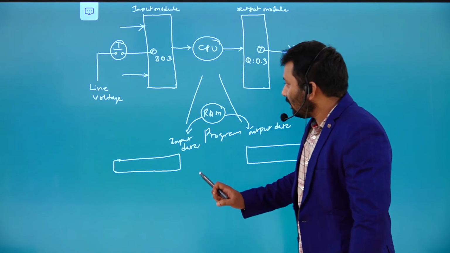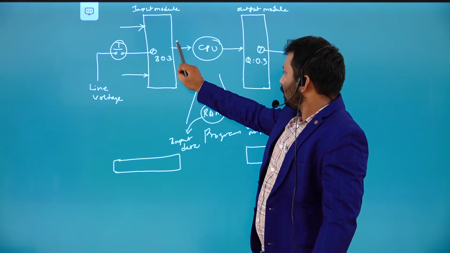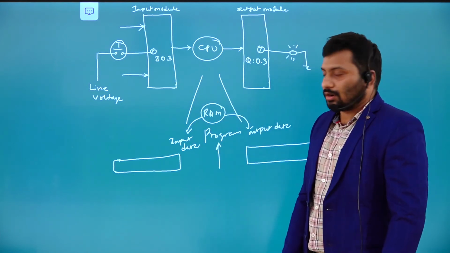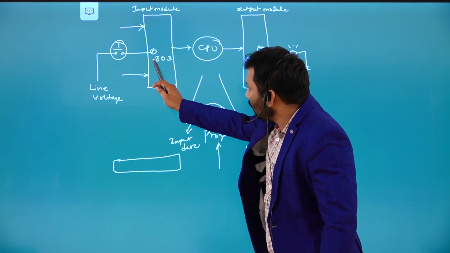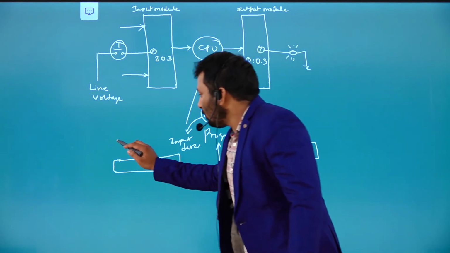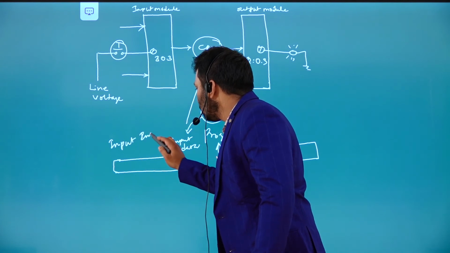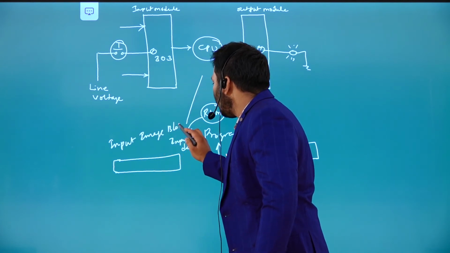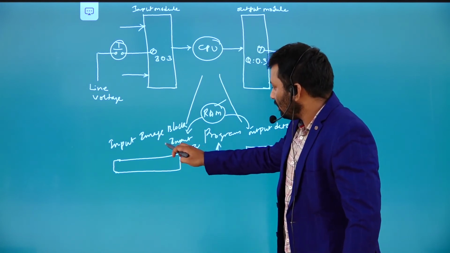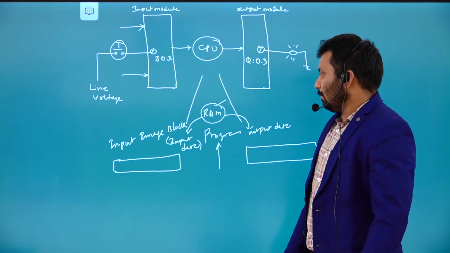So what is the input data? Whatever data you are getting from the 8 terminals of this particular input module becomes the input data to this particular user program, where this input data is going to be stored in the RAM only, as an input image block. That is called the input data, and it is going to be stored in the RAM only.